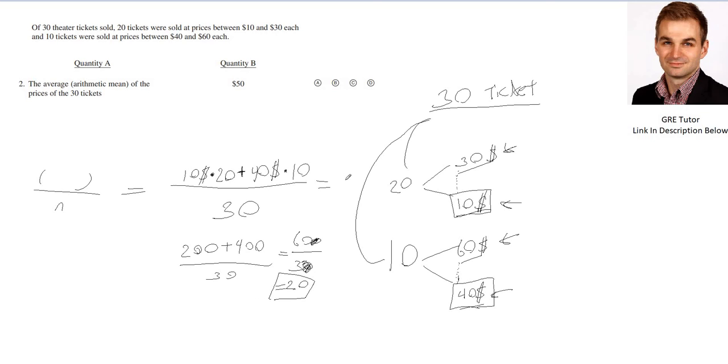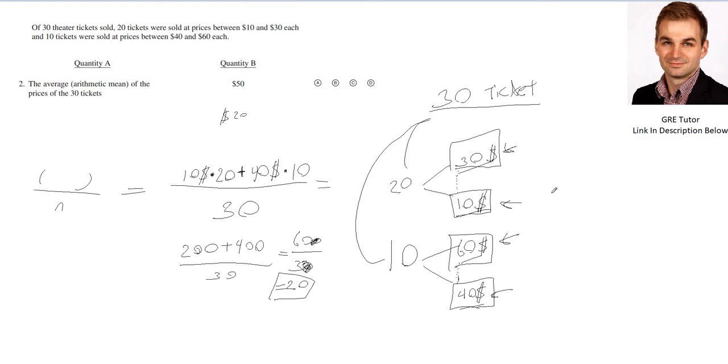Okay, so we've done that. So now what are we going to do? We've found that if you have the lowest range, you're going below 50, you're at $20. Okay, now let's check the highest range. Now let's check $30 and $60. If we sell 20 tickets at $30 and 10 tickets at $60, what do we get?